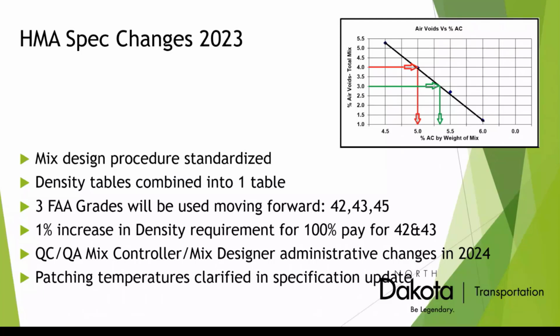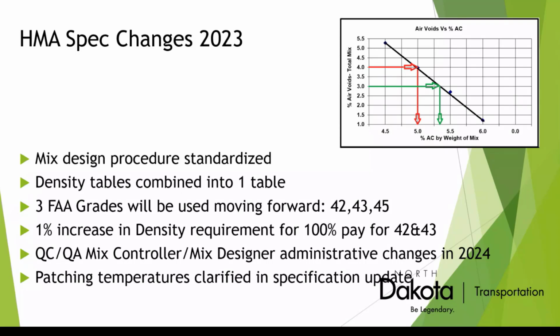Some of the spec changes, and again, some of these started earlier. I mentioned the 3 FAA grades, narrowed down now to the 42, 43, and 45. There was a 1% increase in density requirement for the 100%, the 1.0 pay band for FAA 42 and 43. Remember, I think in the old days it was 91.0 as the lower limit.